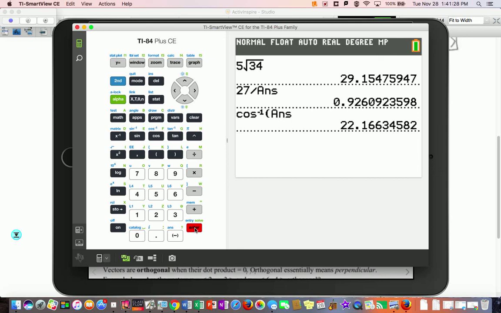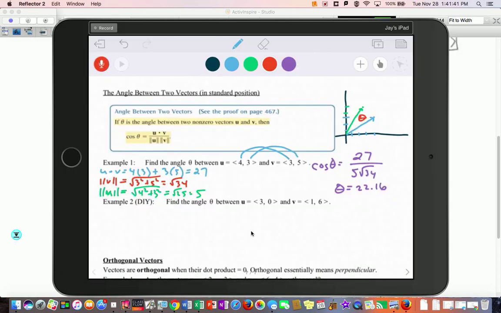Vector v is 3, 5. So we're going to find theta. Now, oops, sorry. I went 4 to the right, up 3. I went 3 to the right, up 5 with my two vectors. So we're going to find theta.